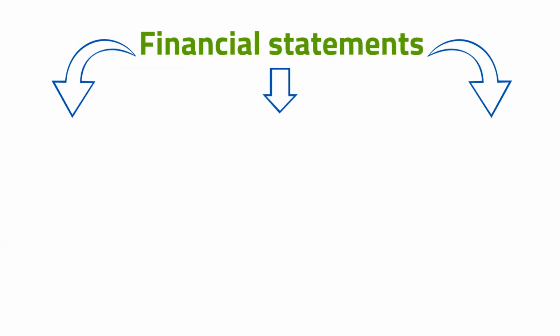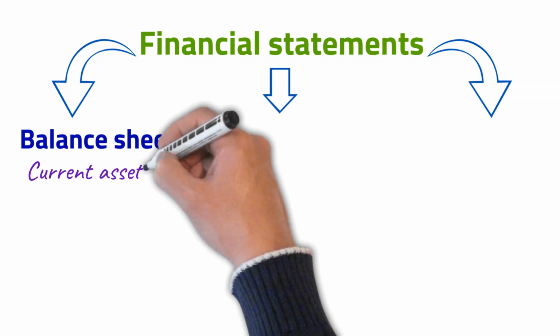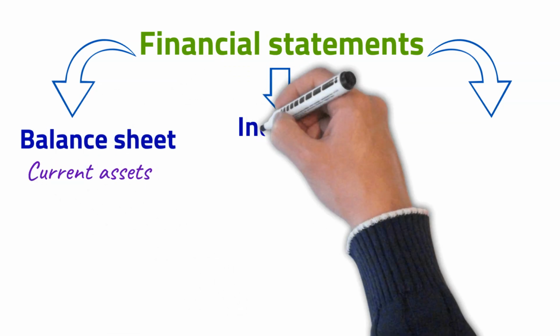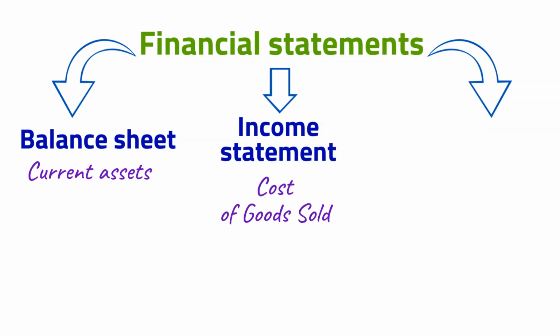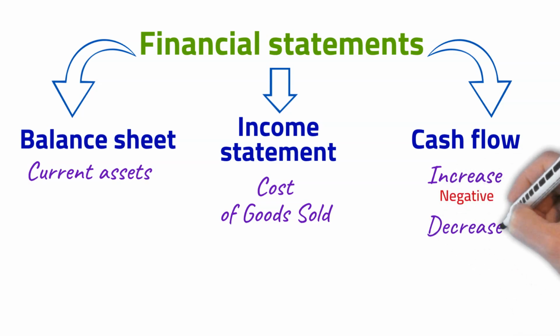Now, how does inventory hit the three statements? On balance sheet, inventory sits in current assets. In income statement, when you sell, the cost leaves inventory and becomes COGS. In cash flow, indirect method, if inventory increases, it has a negative effect, as you use more cash to buy more. If inventory decreases, it has a positive effect as you sell more inventory than you buy and it releases cash.